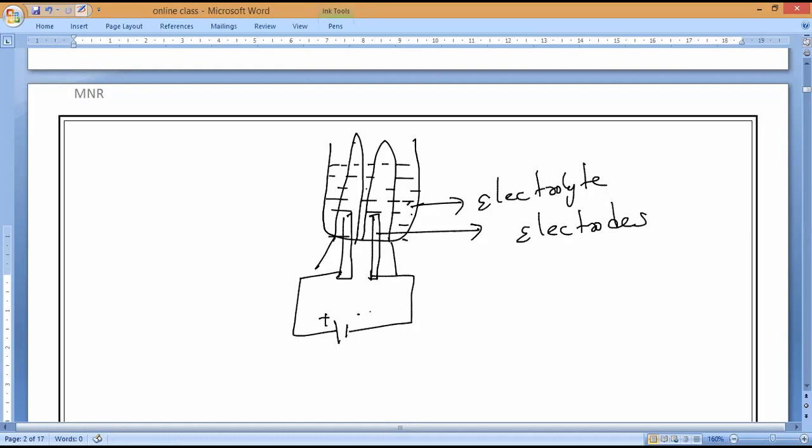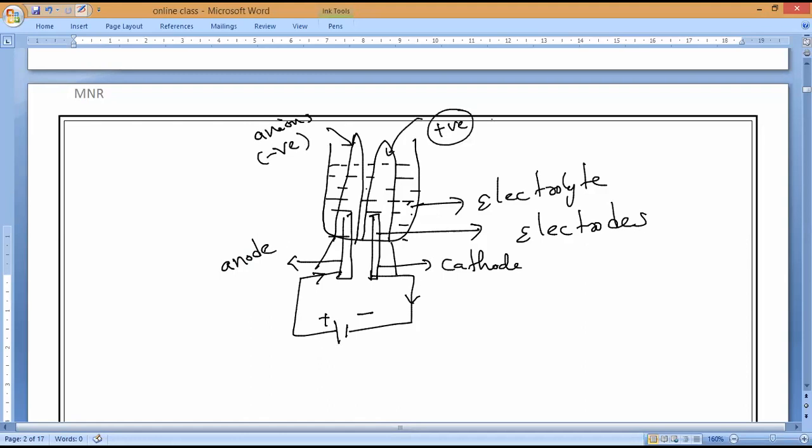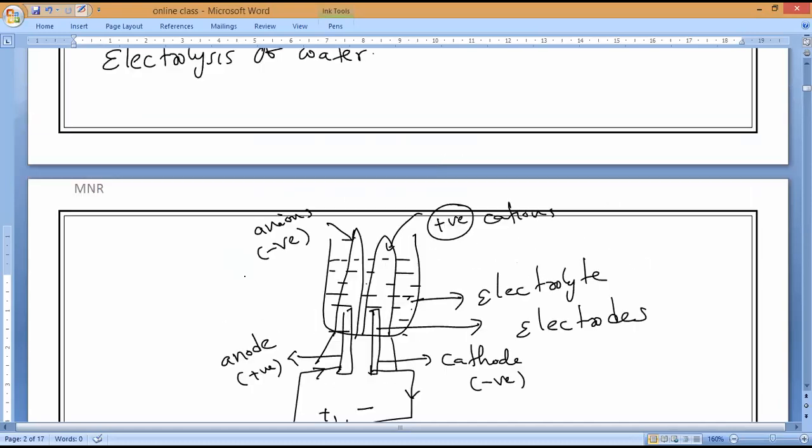Now, for example, this is positive, this is negative. The positive electrode is called the anode, and the negative is the cathode. Here who will come, cations or anions? Anions will come to the anode, which is positive. Here cations will come because the cathode has negative charge and the anode has positive charge. Clear everyone? Any doubt? This is what we call the electrolysis reaction.